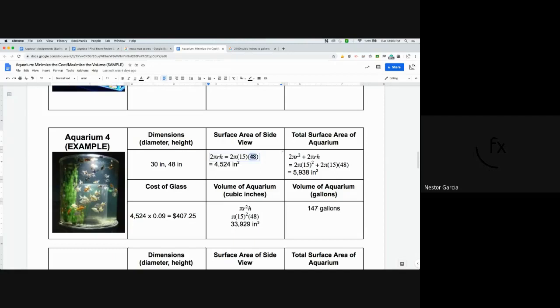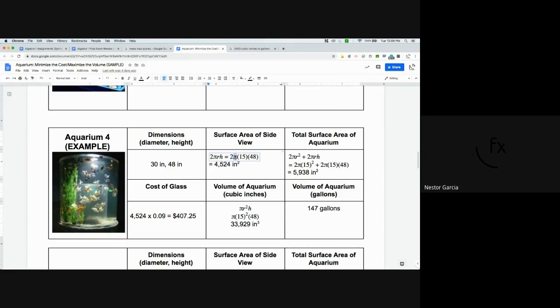The height of the cylinder would be the height that we are given here, 48 inches. So I plug in 48 here. Now it's a matter of typing this into your calculator. So in your calculator, whether you use an online calculator or a handheld calculator or a phone, you would type 2 pi times 15 times 48.